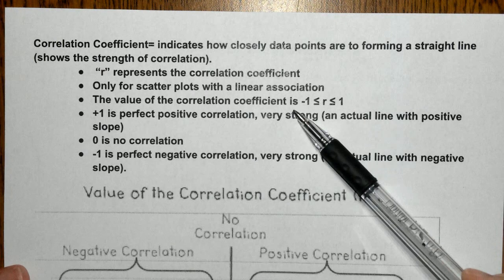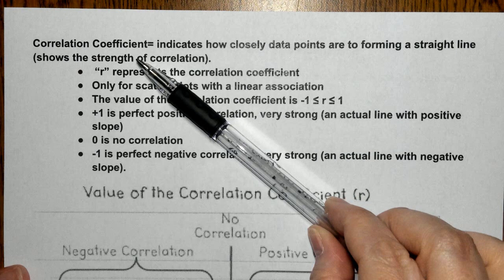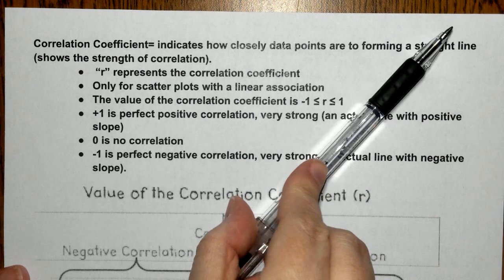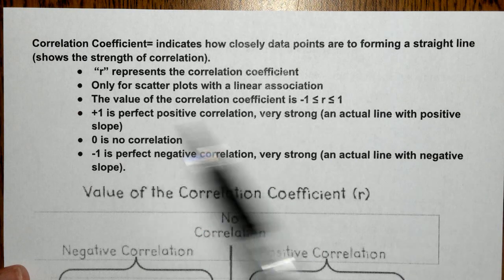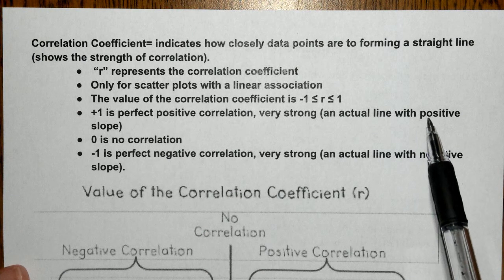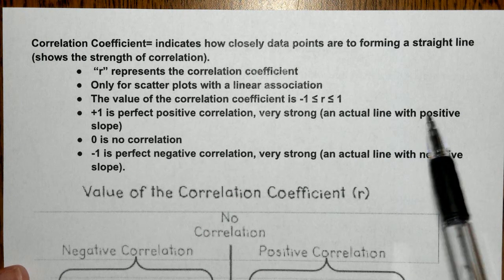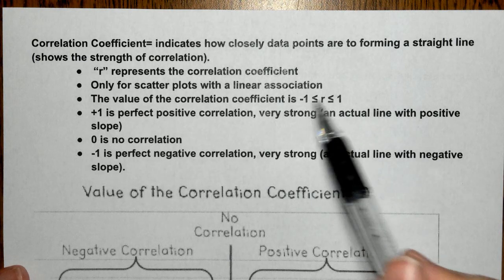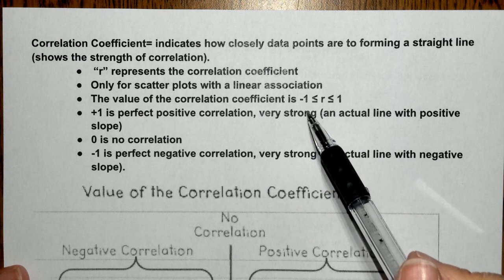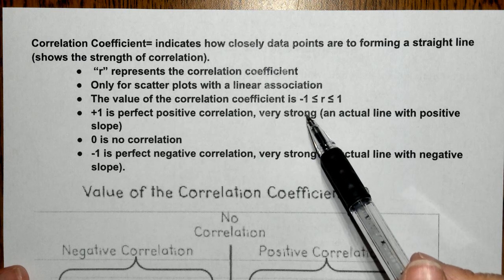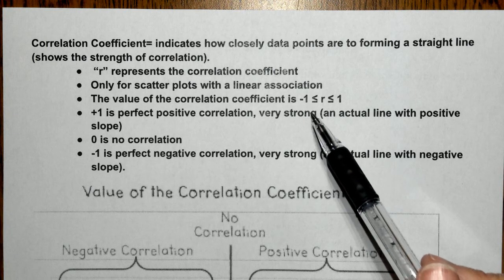So if it's a negative one, that's a line going this way. If it's a positive one, it's a line going this way. And if it's in the middle somewhere, it's a relationship, but the strength of it is determined by how close it gets to the 1. So a 0.9 or a negative 0.9, those would be a pretty strong relationship. A 0.3 or a negative 0.3, those would be a pretty weak relationship because that's closer to the 0.